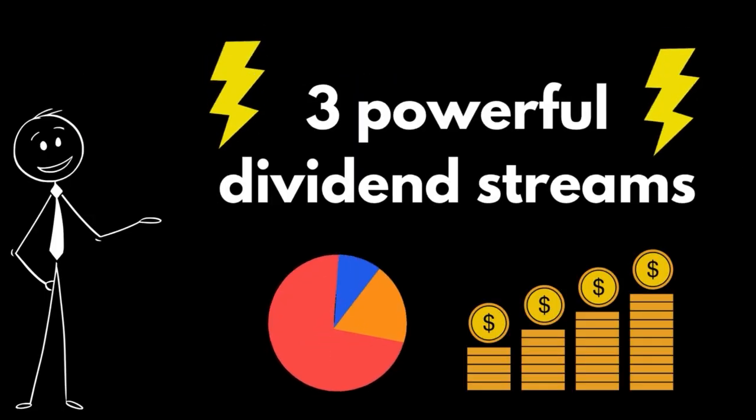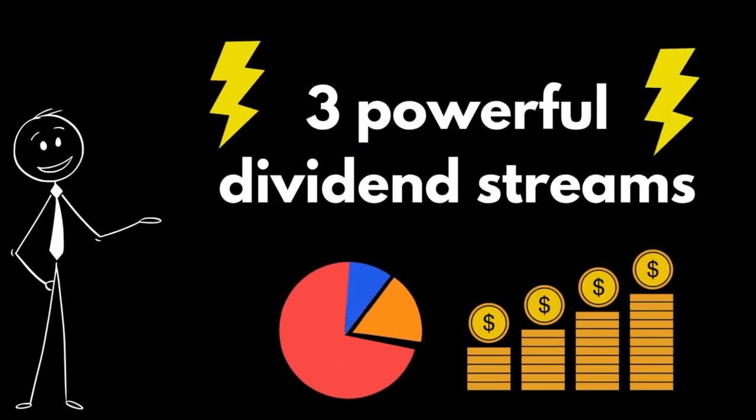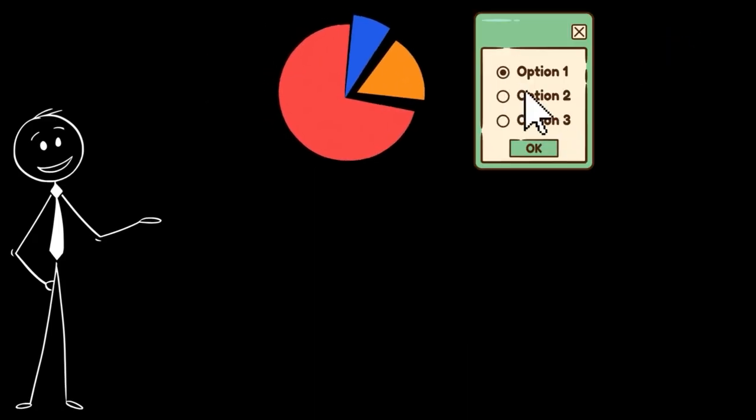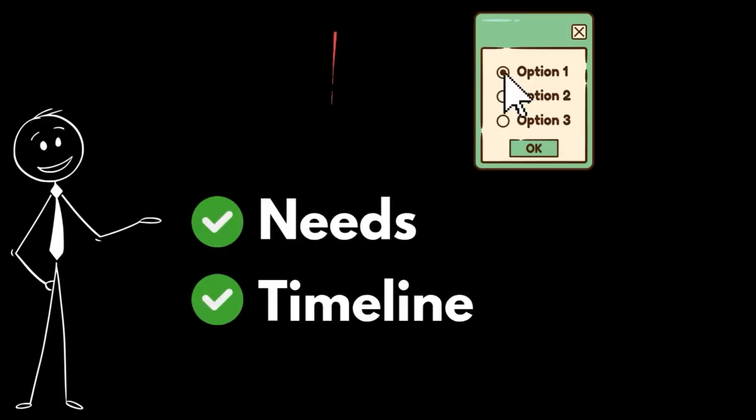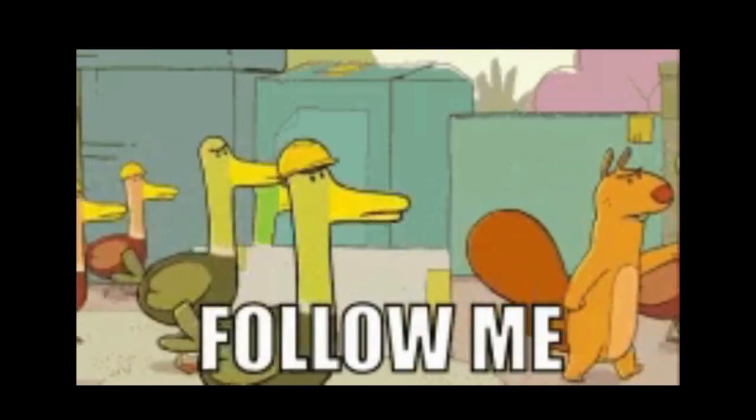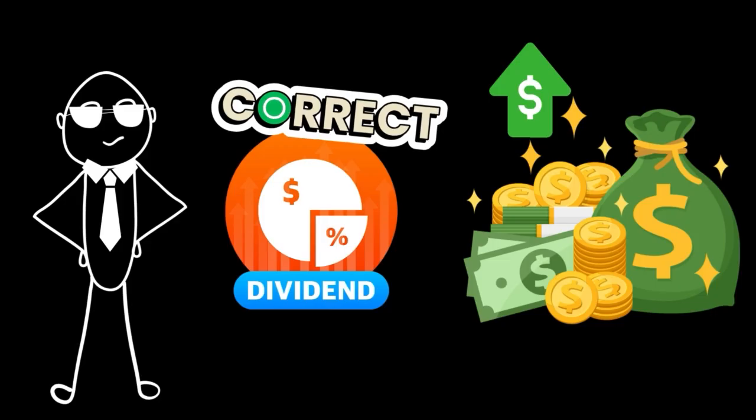In this video, we're breaking down 3 powerful dividend streams and showing you exactly which one matches your needs, your timeline, and your freedom plan. This isn't cookie-cutter advice. It's a customized path to real income, because the right dividend stream can change everything. Part 1. Setting clear purposes for each layer.